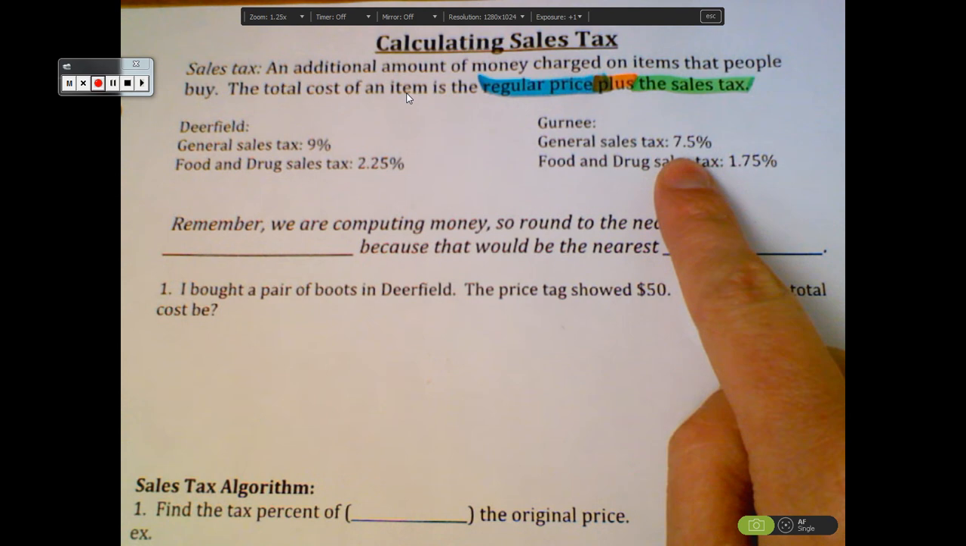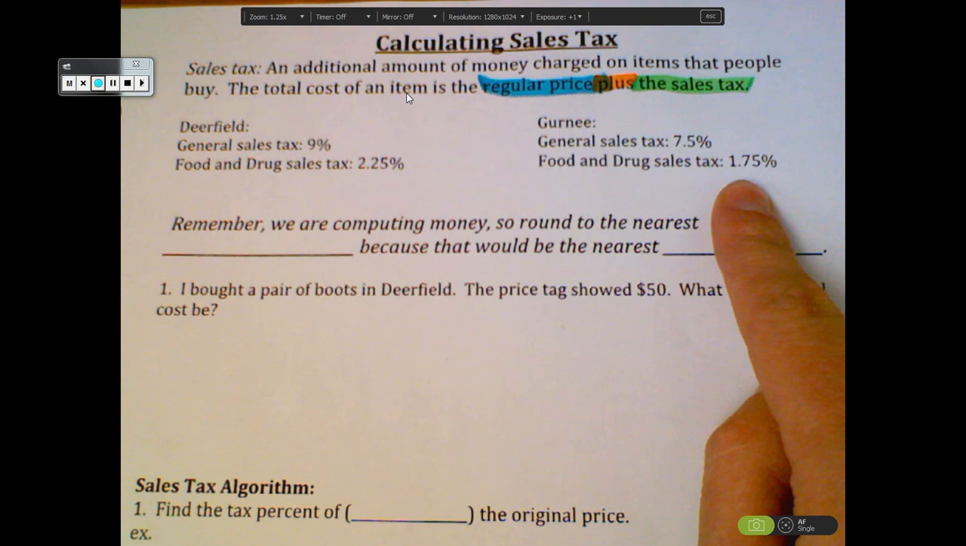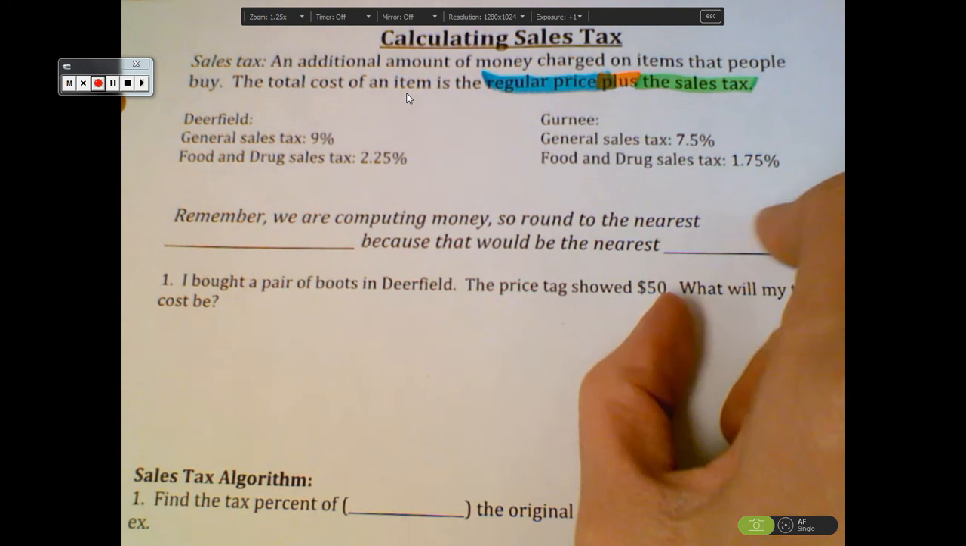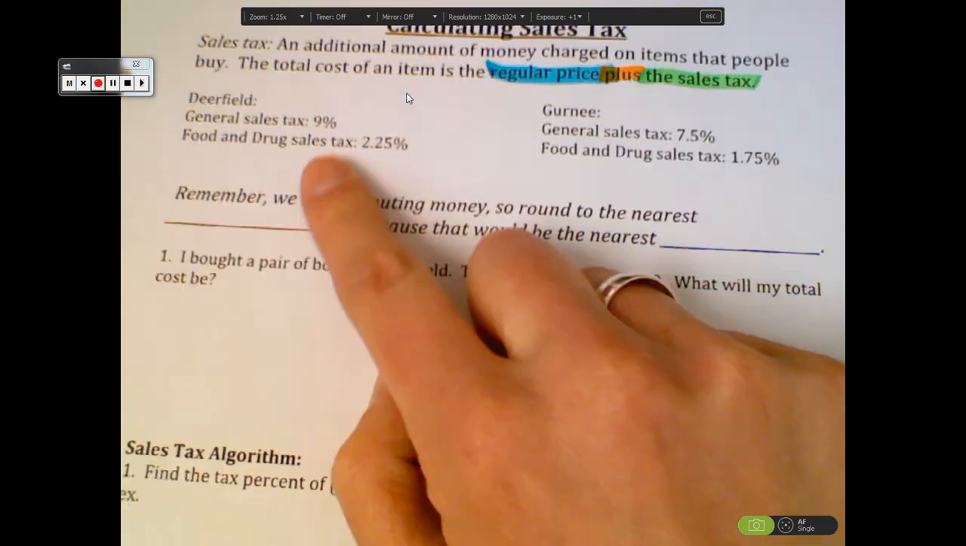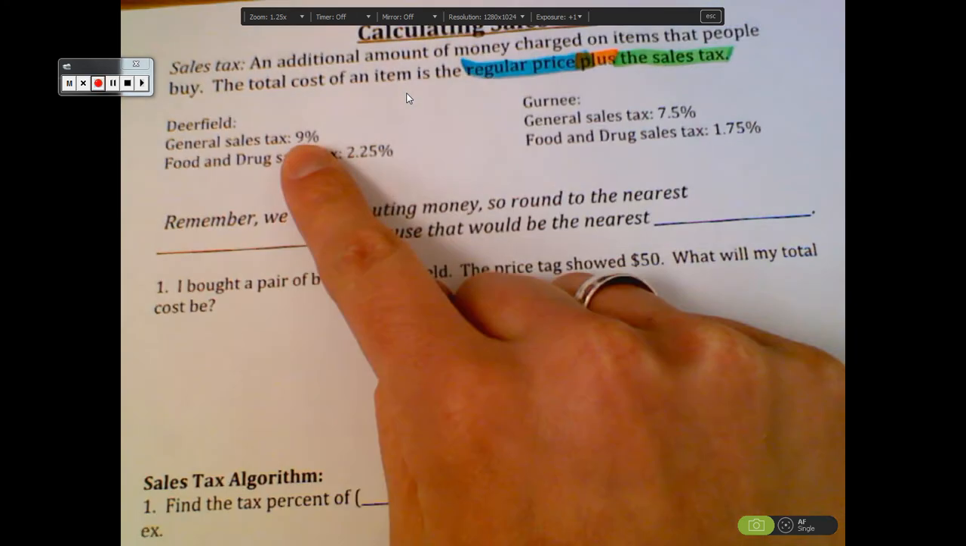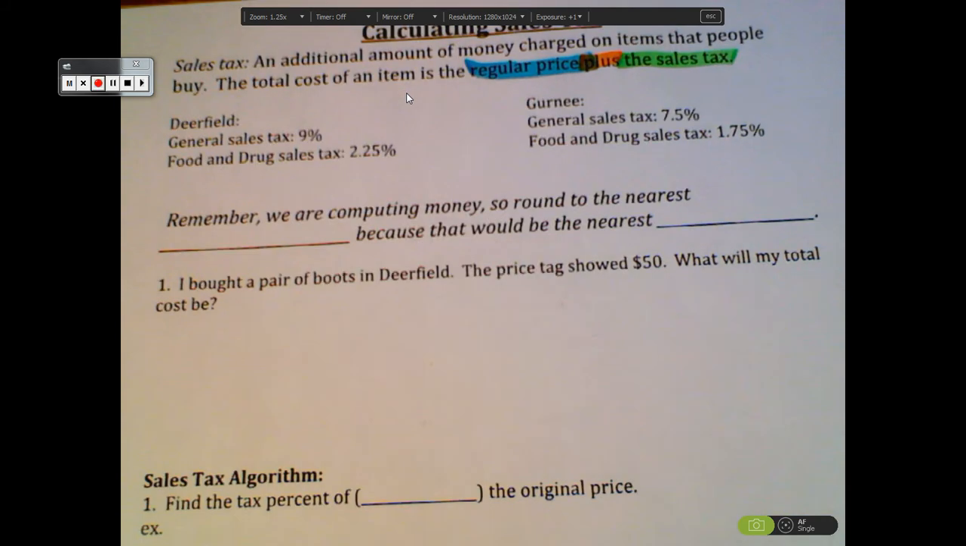Now, if you look over here to the right, I also listed Gurney's sales tax, which is a little bit lower. It's 7.5%. And then the food and drug sales tax, which is 1.75%. Now, we're not going to use this until tomorrow, but I decided to add in the town that I live in so that we could make a few comparisons. But again, today we're just going to be focusing on the general sales tax rate of Deerfield, which is 9%. Okay, on with the notes.